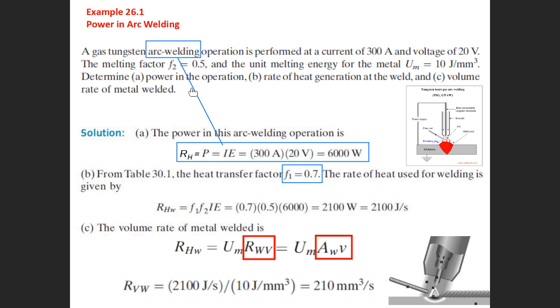Determine the power in the operation. The power in the operation, which is at the source, is equal to 6,000 watt. This is the first question: what is the power in the operation, or the power at the source?